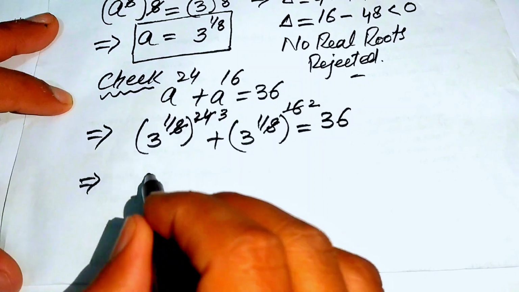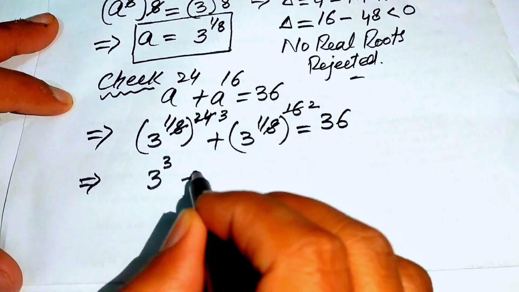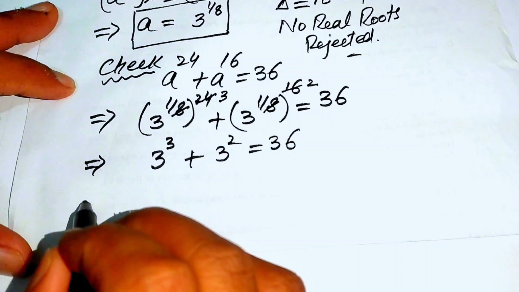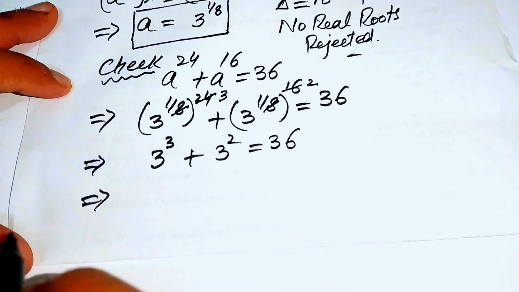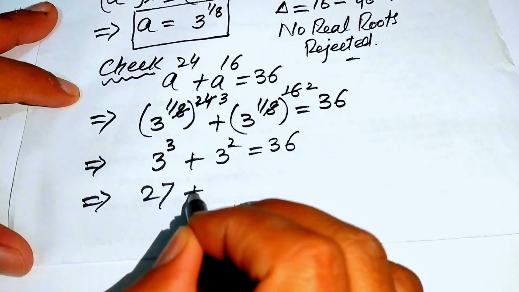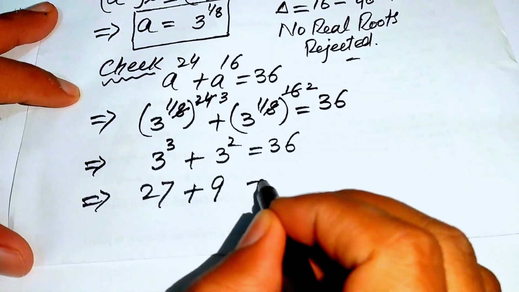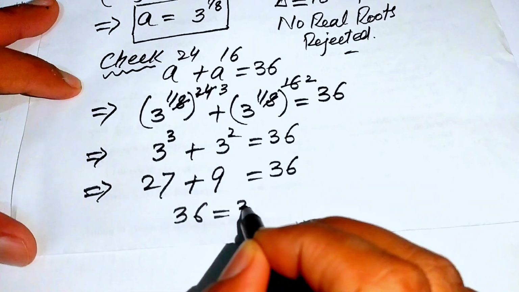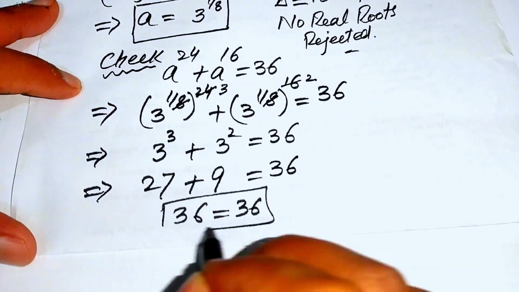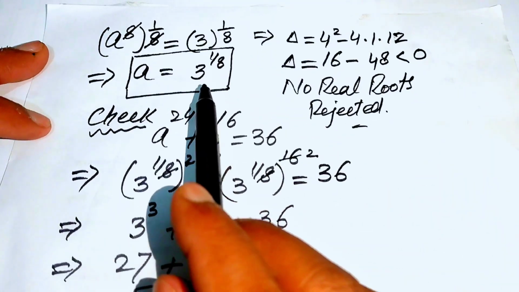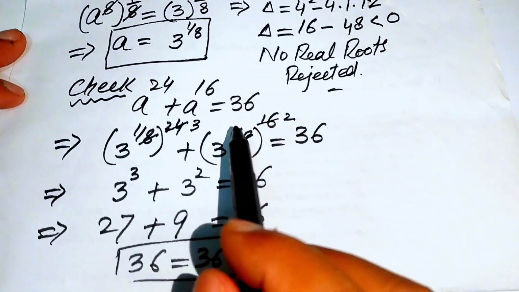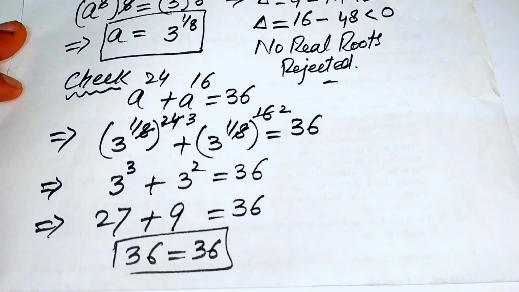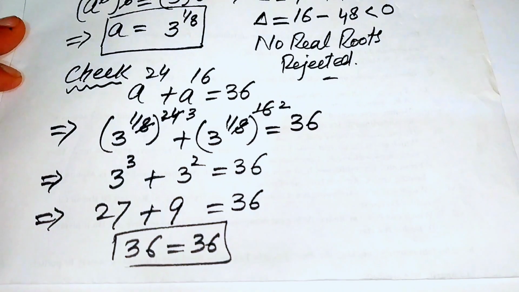so we will get 3 to the power of 3 plus 3 to the power of 2 equals 36. You see that 3 to the power of 3 is 27, 3 to the power of 2 is 9, and this whole equals 36. So it becomes 36 equals 36. So this shows that a equals 3 to the power of 1 over 8 satisfies the given question statement, and a equals 3 to the power of 1 over 8 is the only real solution of this question.